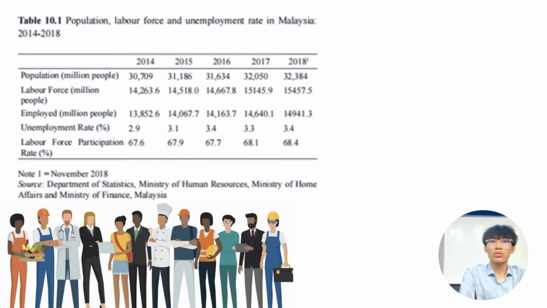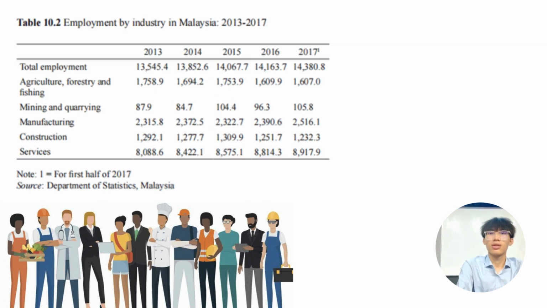Table 10.1 shows the population, labor force, and unemployment rate in Malaysia from 2014 to 2018. You can see the table 10.1. Last but not least is the table 10.2. Table 10.2 displays employment by industry in Malaysia from 2013 to 2017.